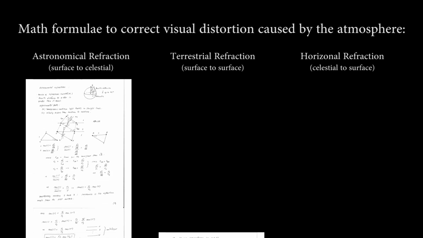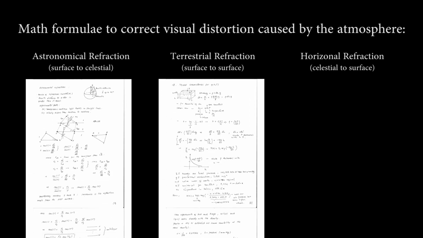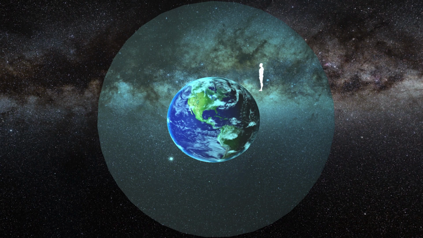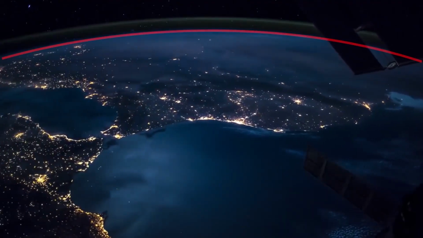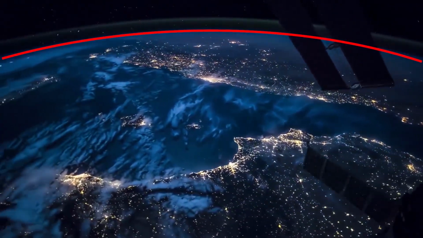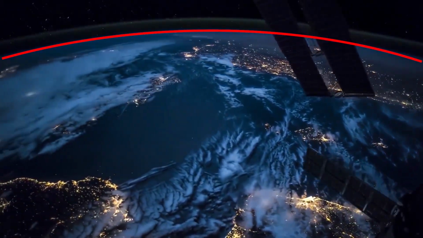Given astronomical and terrestrial refraction, what is the mathematical formula to correct visual distortion for the viewer who is outside of the atmosphere and looking back down to Earth? What effect does this have on the horizon line? If you have a serious answer, please comment below.